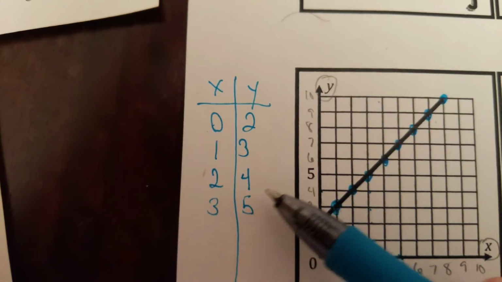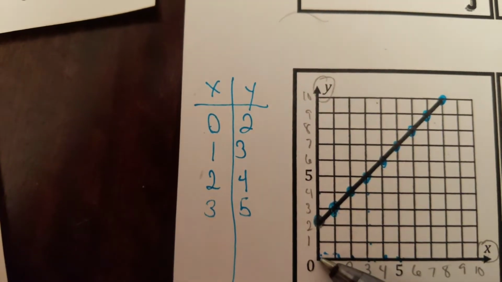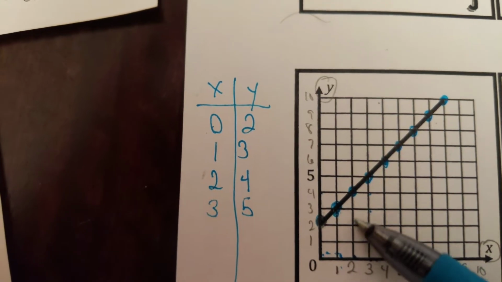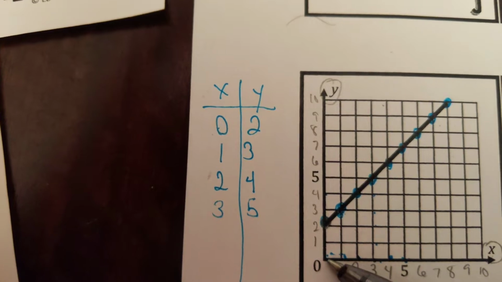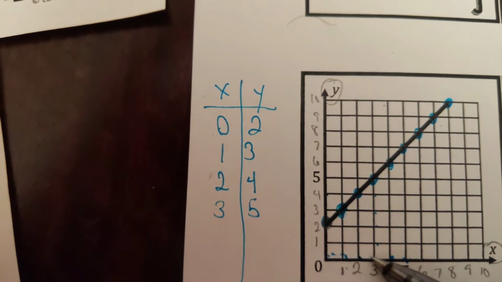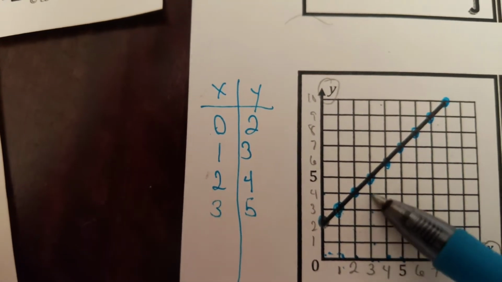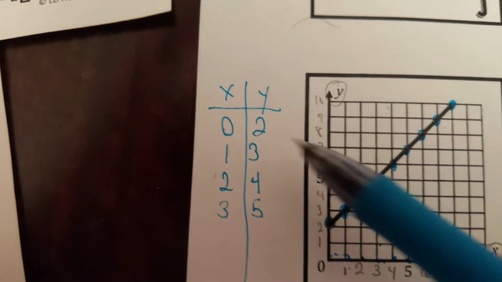And then 2, 4 would be this one because you go from the origin, you go 2 to the right and then you go up 4. And then 3, 5 would be this one because you start at the origin and from the origin you would have to walk 3 units to the right and then you go up 5. Okay, so that's how you set up your X and Y table.